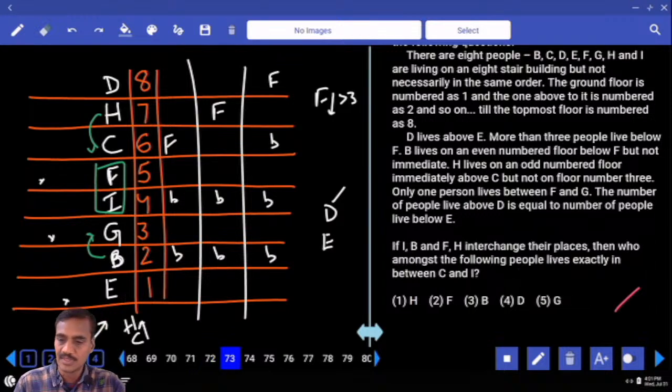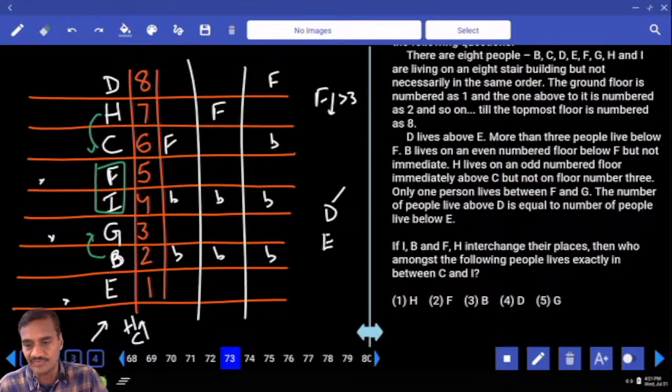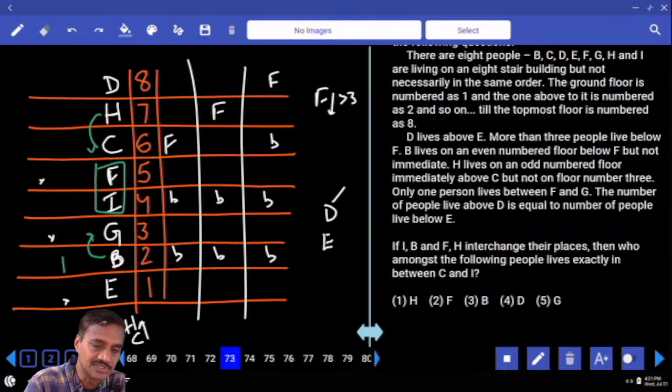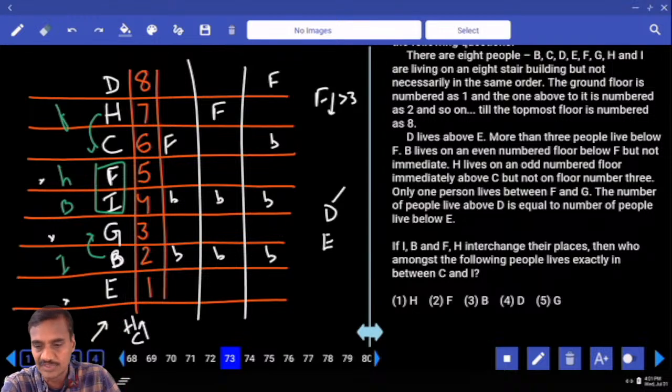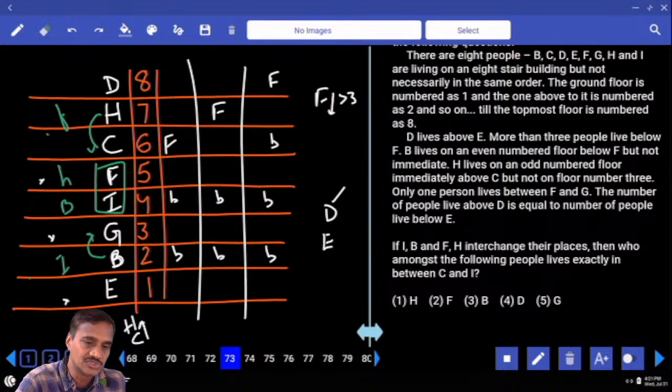Then 73. If I, B, F, H interchange their places, then who among the following people lives exactly in between C and I? IB and FH. I is coming to this place, B is going to this place. Now H is going to this place, F is going to this. Then who among the following people lives exactly in between C and I? I is here, C is here. Who is that person? B, that is choice 3, question number 73.